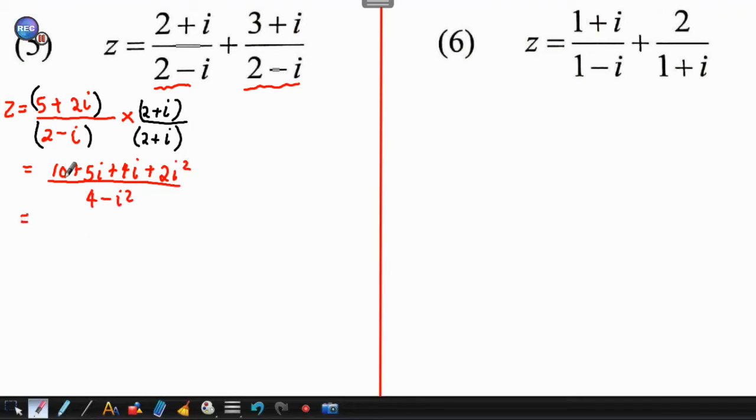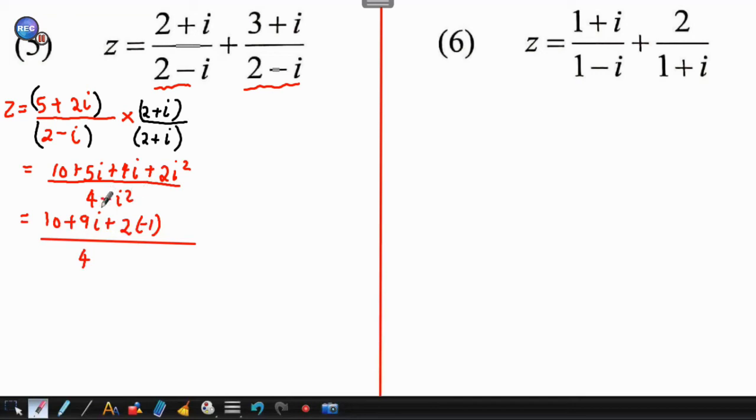Right, now let's collect the like terms. We'll have 10 plus 5i plus 4i, which gives 9i. Then, guys, we can recall something that we know: i squared can be replaced with negative 1. So we're going to go ahead and replace it, put a negative 1 there, over 4, and that i squared is going to be negative 1.